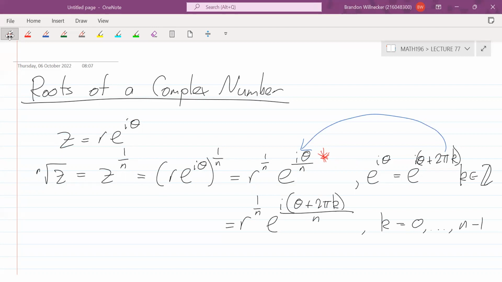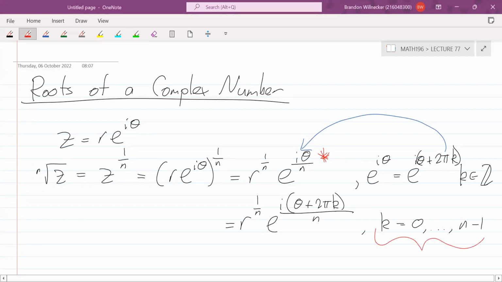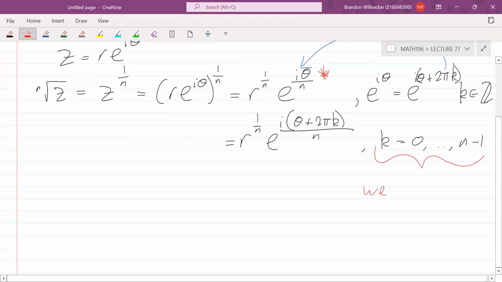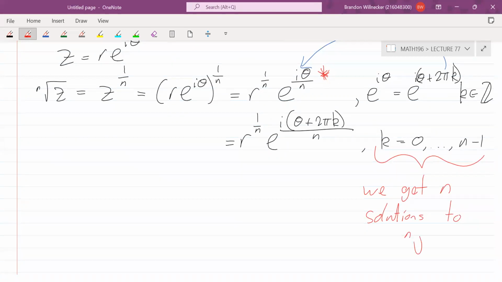Okay, so if k is 0, that's going to give us the first root. k equals 1 gives us the second root, all the way up to k equals n minus 1, which gives us the nth root. So in fact, when we take the nth root of a complex number, we get n possible solutions. Okay, so a little note here: we get n solutions to the nth root of z.